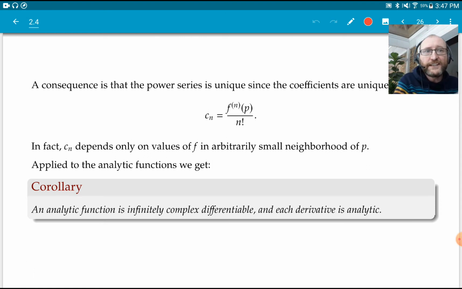Again, we don't yet know that a power series is analytic, right? So this is, in some sense, a weaker statement, right? But it's going to be the same because power series are analytic. We just haven't proved it yet. All right.